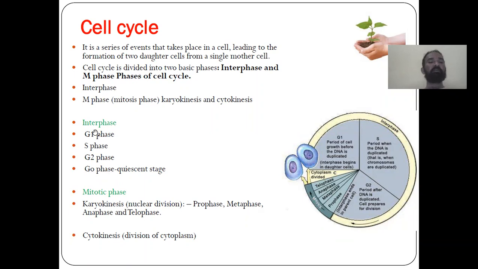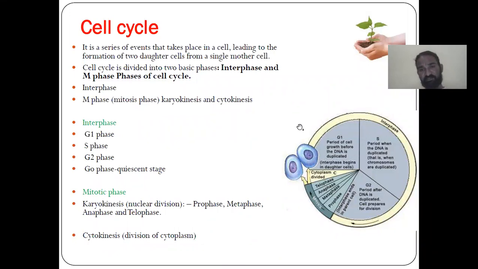After completion of these three phases, the cell goes into the mitotic phase, that is karyokinesis and then cytokinesis. Karyokinesis means nuclear division: karyo means nucleus, kinesis means division. Karyokinesis consists of four phases. The first is prophase, the second is metaphase, the third is anaphase, and the fourth is telophase.